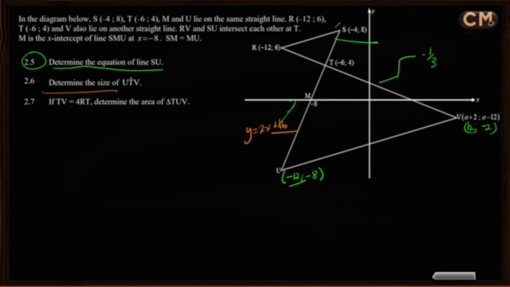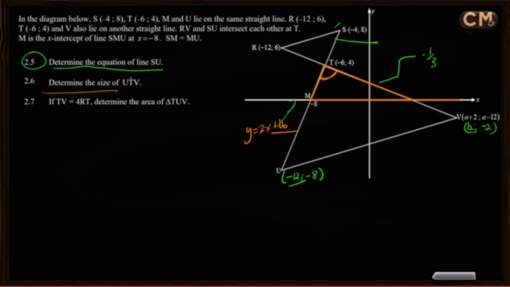Determine the size of angle UTV. So they want that angle right over there. Now we cannot obviously get that angle directly, but what we can do is just use a little bit of analytical logic and realize that the angle required is part of a triangle setup that looks like that.